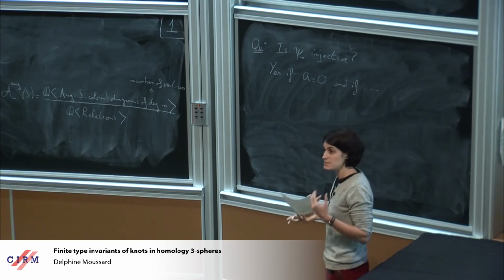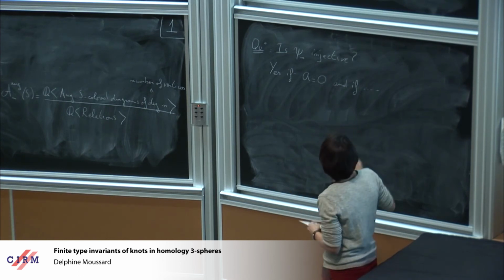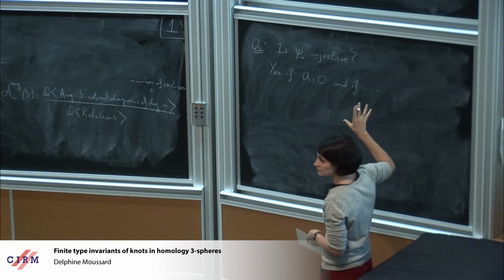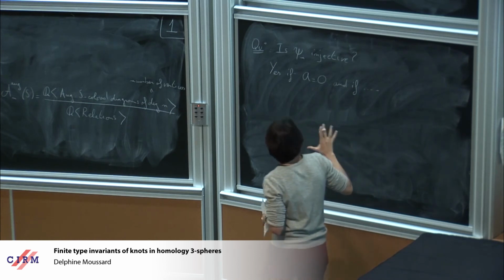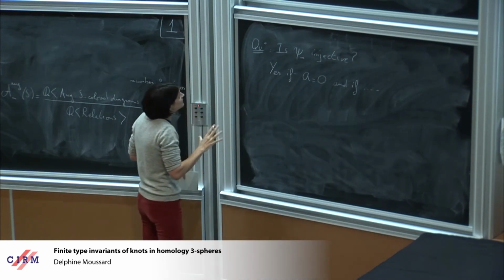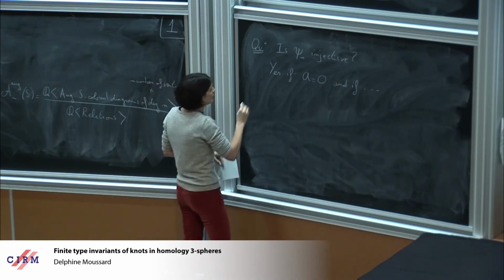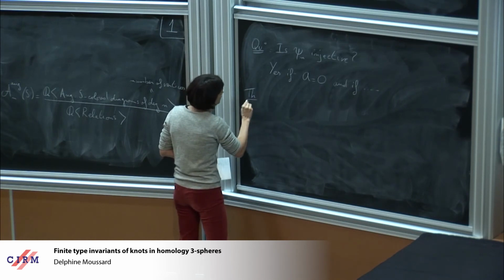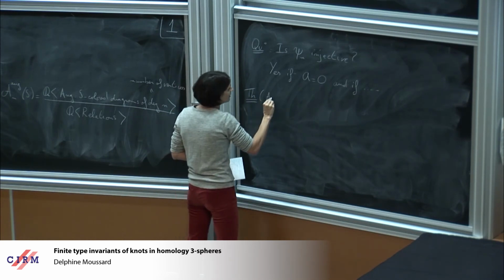Anyway, in general, it's not possible to define the inverse of psi n. So with Benjamin Audoux, we studied, in particular, the case n equals 2. And we have some results in this case for little Blanchard modules. So the result is the following.